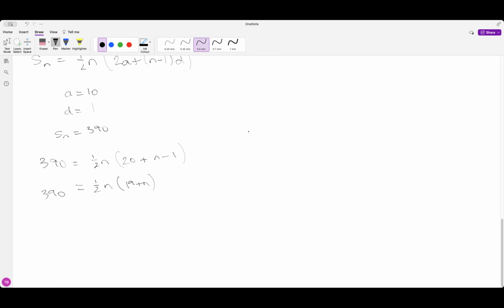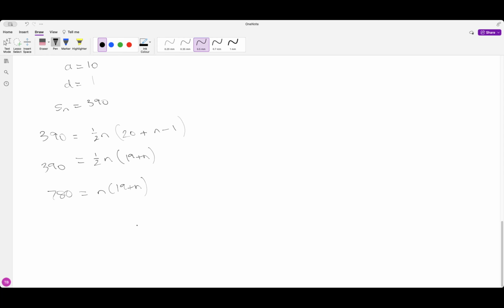Okay, so I have 390 equals a half N times 19 plus N. Now I don't really like that half, so that it's stopping me expanding all this out really nicely, so I'll just times by 2 on both sides. So 780 equals N times 19 plus N. And I want to expand this all out because I see that I've got something that I can't really solve for N yet, so I'm going to factorize the entire quadratic. And so this right-hand side becomes 19N plus N squared. Then I'll subtract the 780 equals 0.